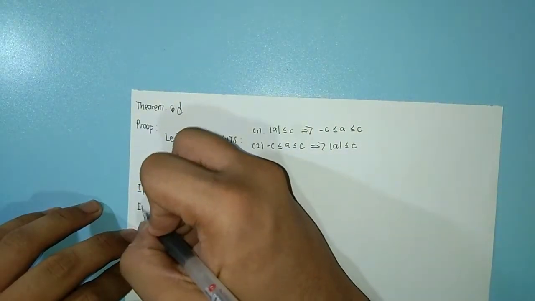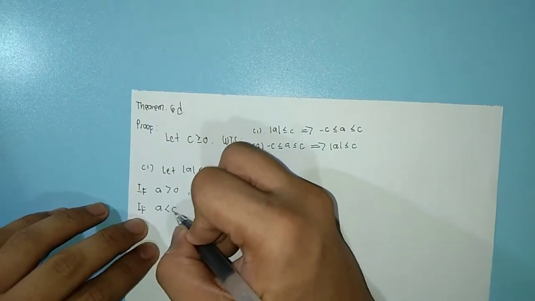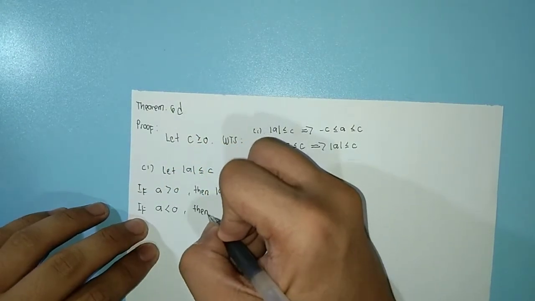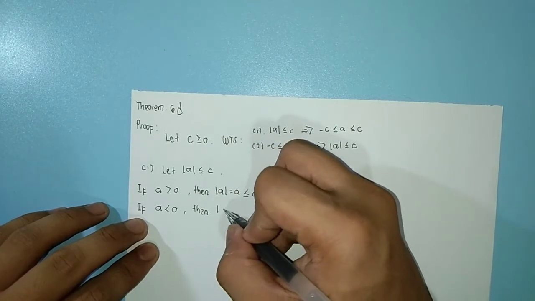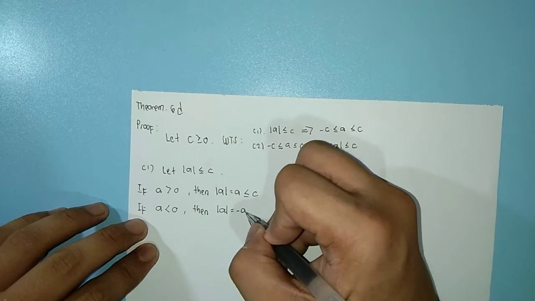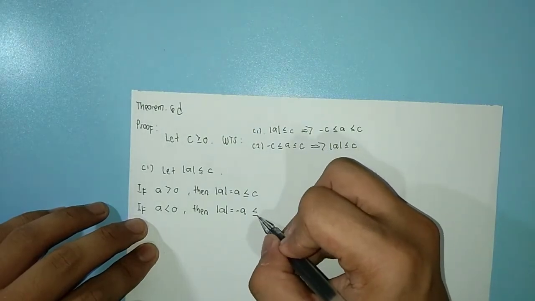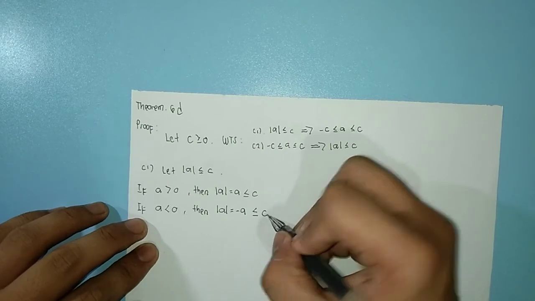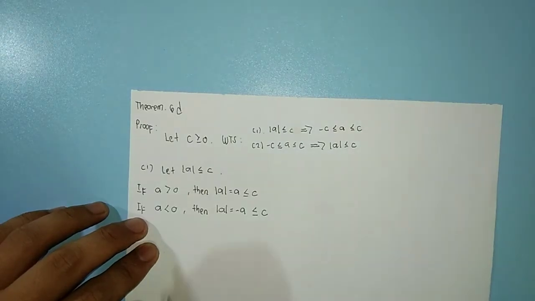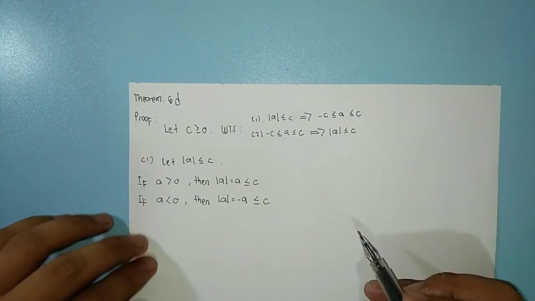Kapag naman yung a ay less than 0, then yung absolute value ng a natin by definition of absolute value is equal to negative a. And this is also less than or equal to c. Okay? Galing dito, yung absolute value of a less than or equal to c.